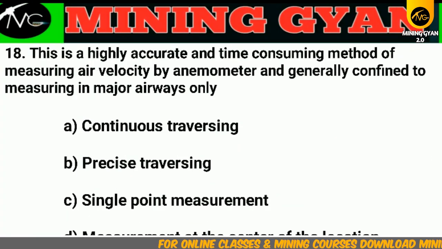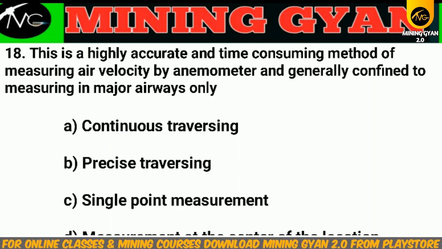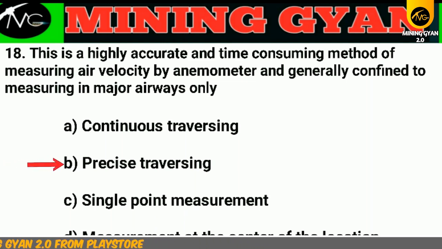Next question is, this is a highly accurate and time consuming method of measuring air velocity by anemometer and generally confined to measuring in major airways only. A. Continuous traversing. B. Precise traversing. C. Single point measurement. D. Measurement at the center of the location. Right answer is B. Precise traversing.